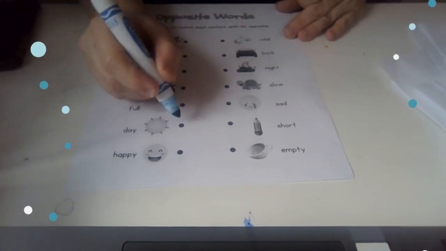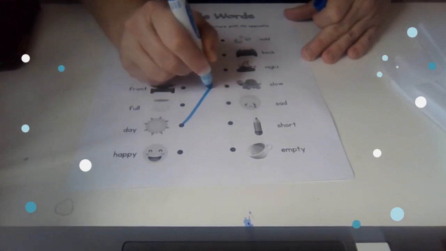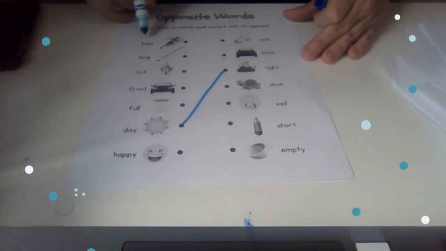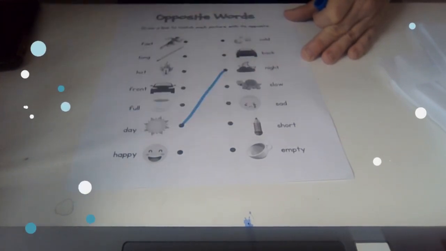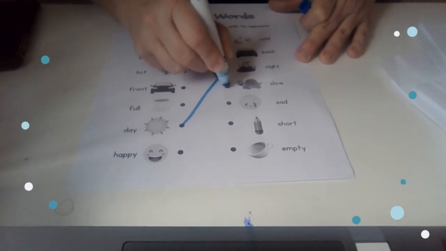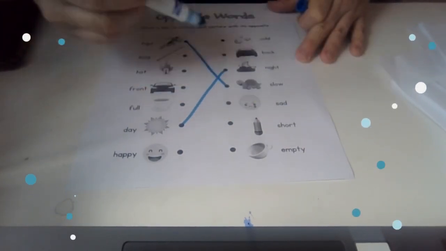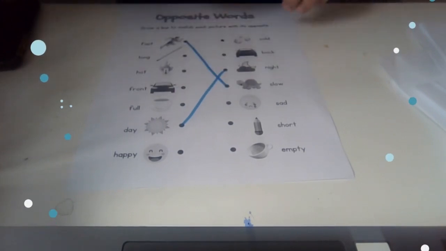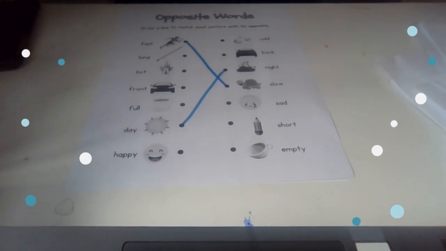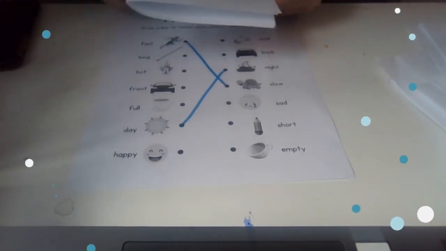So you're going to take your pencil, crayon, or marker on the dot day, and you're going to draw all the way to night. Then you're going to keep going. Fast. What on this side is opposite of fast? I know, slow. You're going to keep going to all the dots, and then maybe pick your favorite opposite and make it a page out of Carle's book called Opposites. Or if you can think of your own opposite word, that's good too.